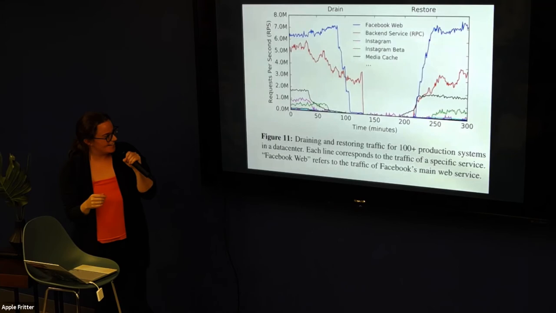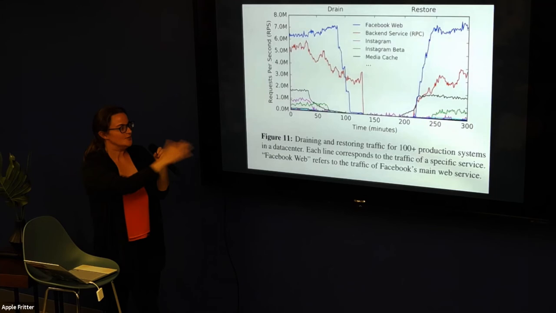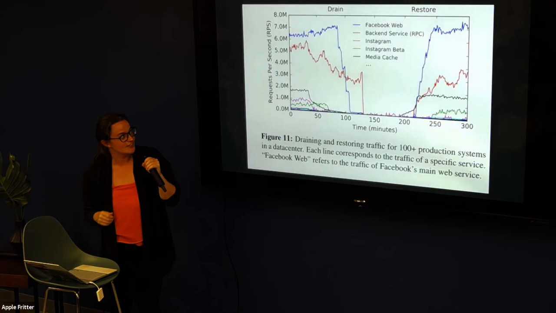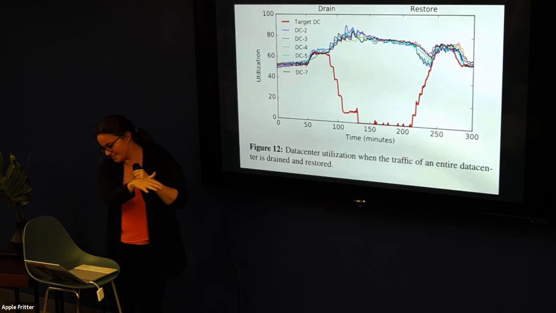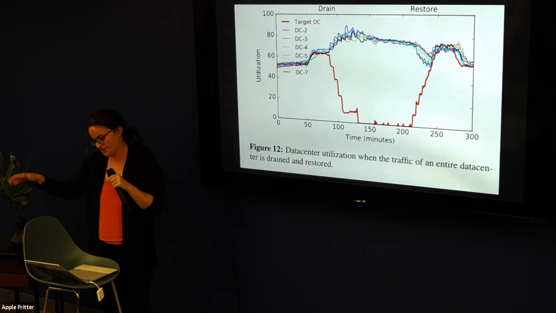And it's pretty interesting. Since they've been doing this for 4 years with numerous production systems, 100 plus, it's pretty cool that Instagram and Facebook can handle moving an entire data center automatically. And then this is what the network utilization looks like in various data centers when the data center is being drained and restored, which is really cool.